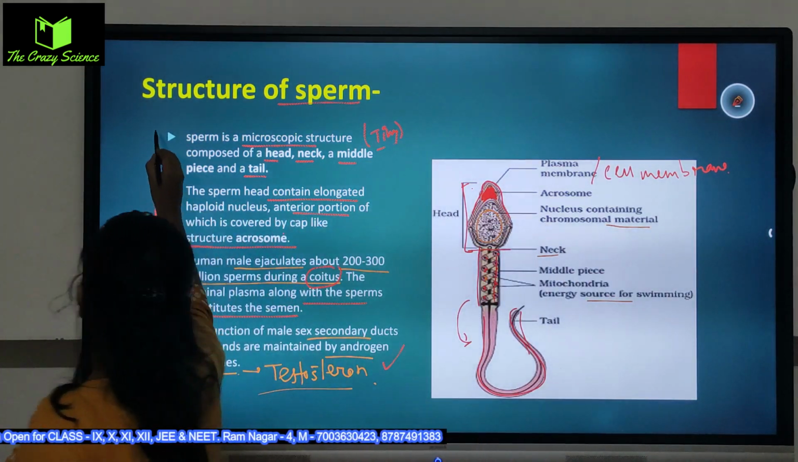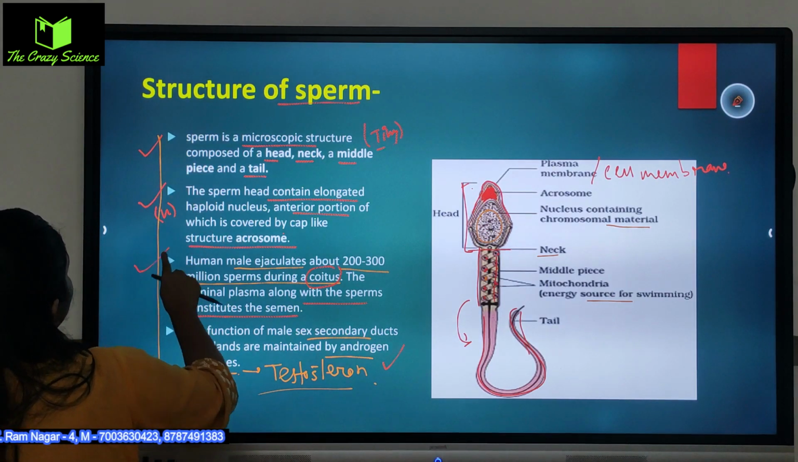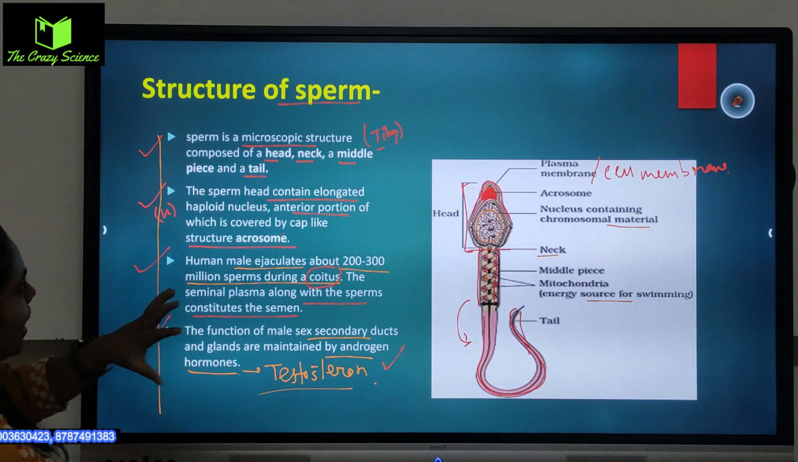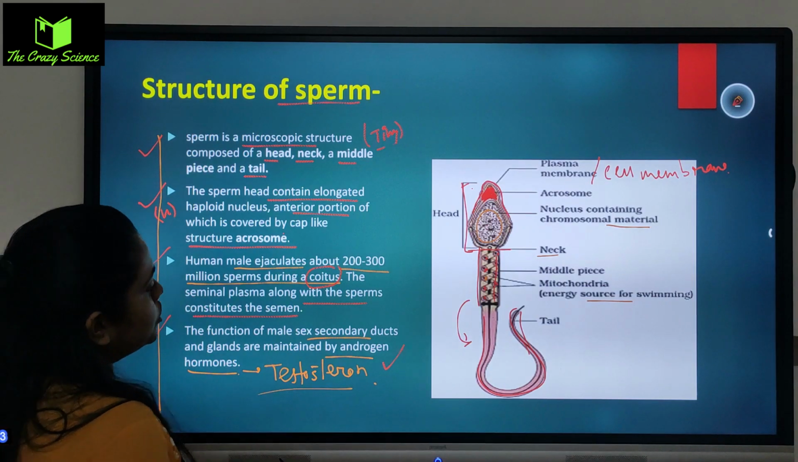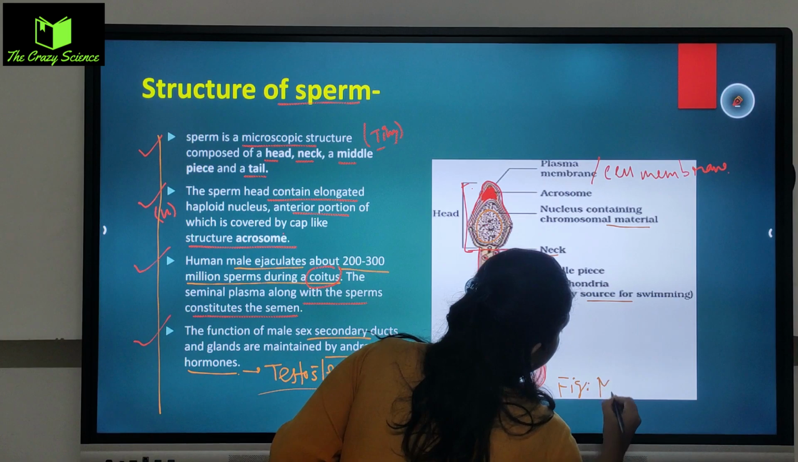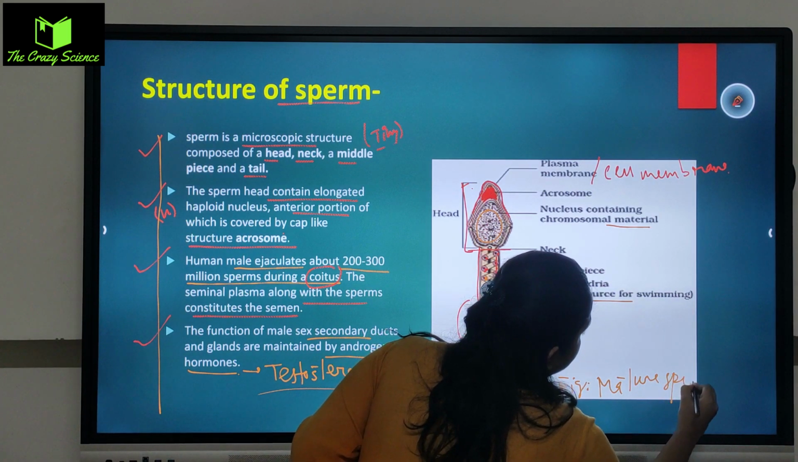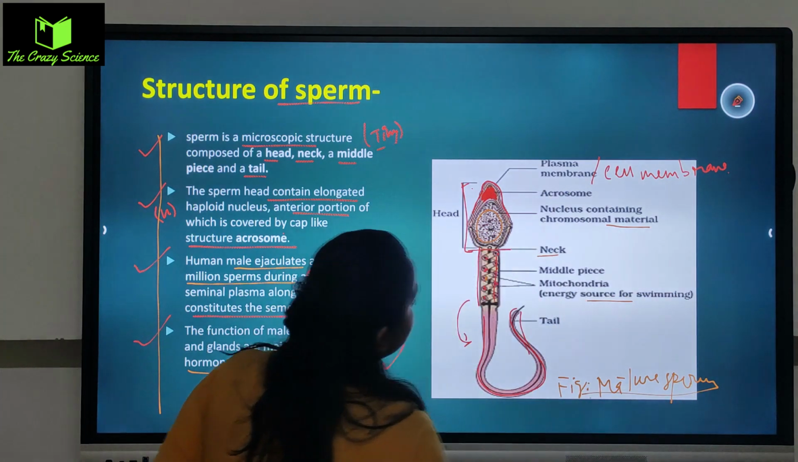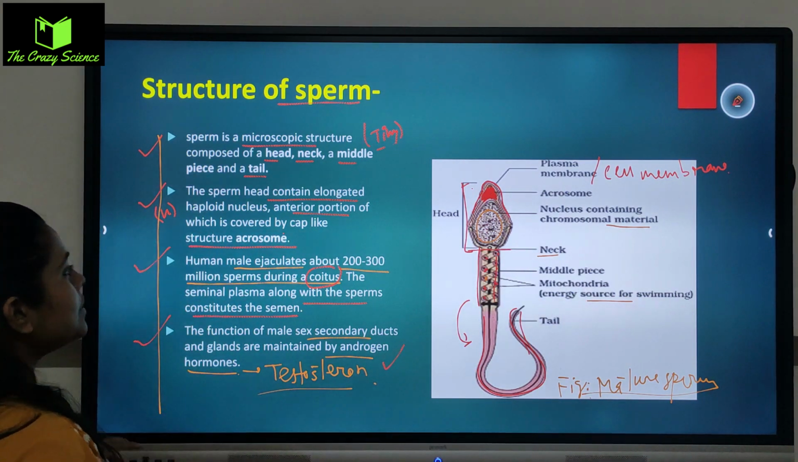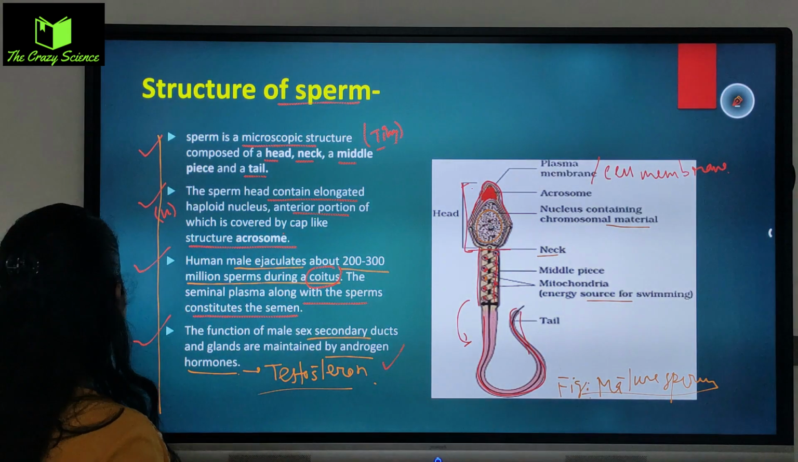For that, the different departments are there, and each works in a different way. And this is the actual mature sperm structure. This is a figure of a mature sperm, and this is a figure of mature sperm. After this, the different structures have different significance in their work. All right.